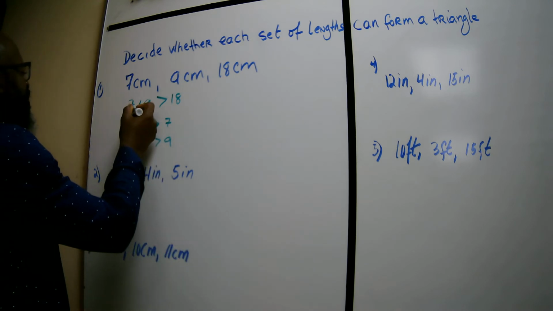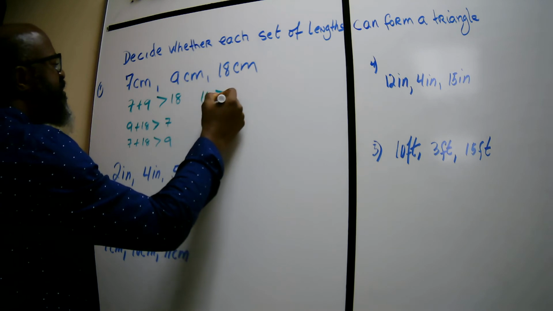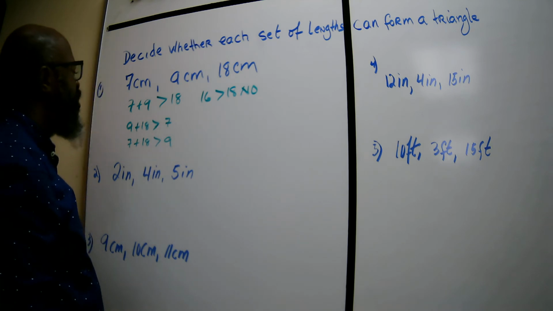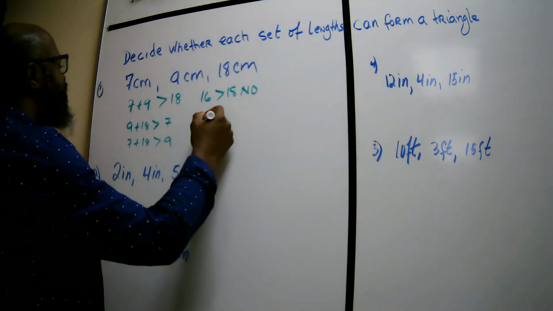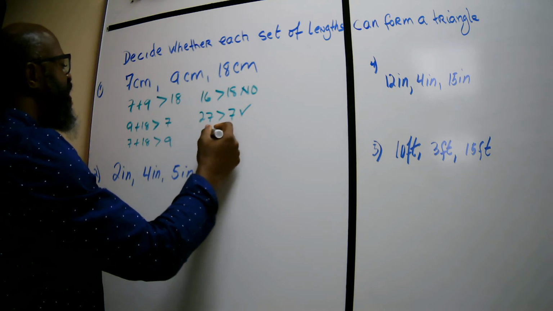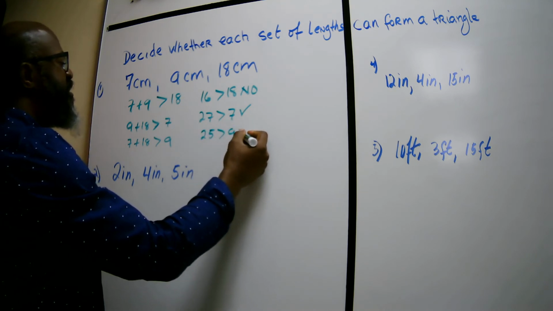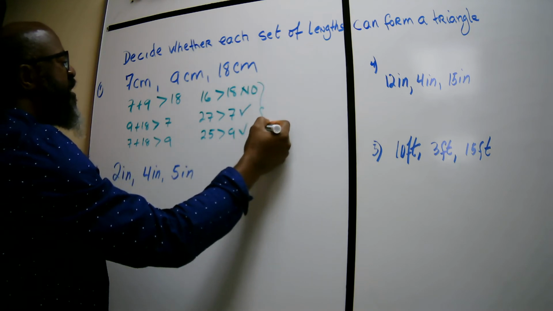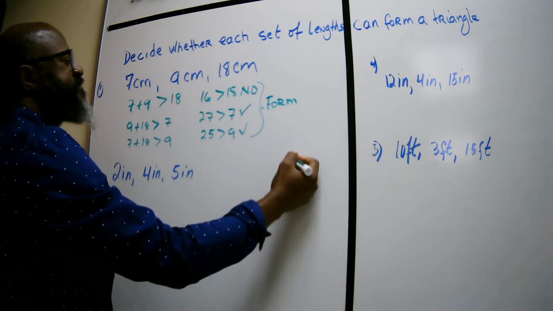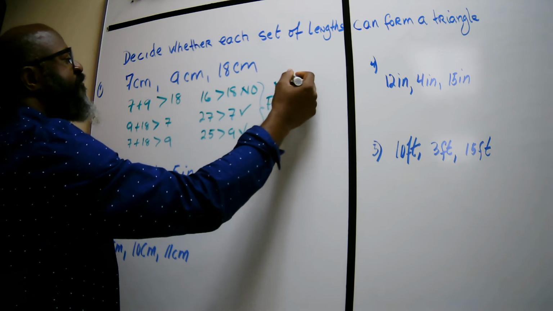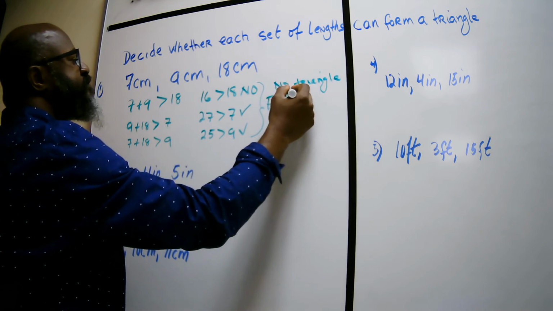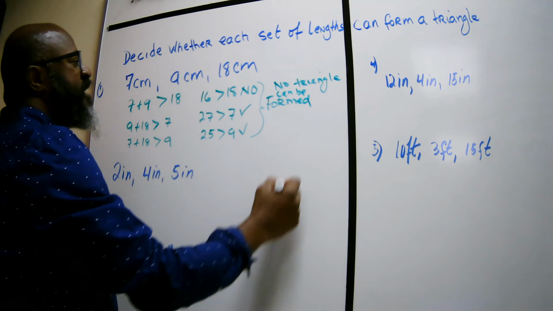In this case, 7 plus 9 is 16. Is 16 greater than 18? That's a no. That will not be able to form a triangle. It doesn't matter, you continue. Now you have 27 greater than 7. That's a yes. And 25 greater than 9. That's a yes. Since you have a no, this will not be able to form a triangle. No triangle can be formed. In this case, you're done.